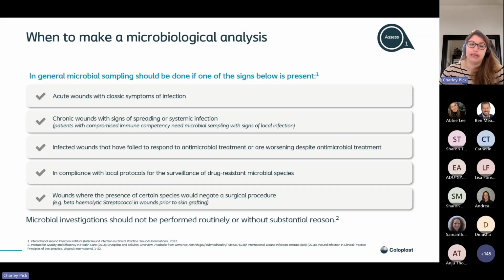So beta hemolytic streptococci in wounds prior to skin grafting. If patients carry this type of bacteria, the skin graft won't take. So we need to be able to remove that before they have the skin grafting.